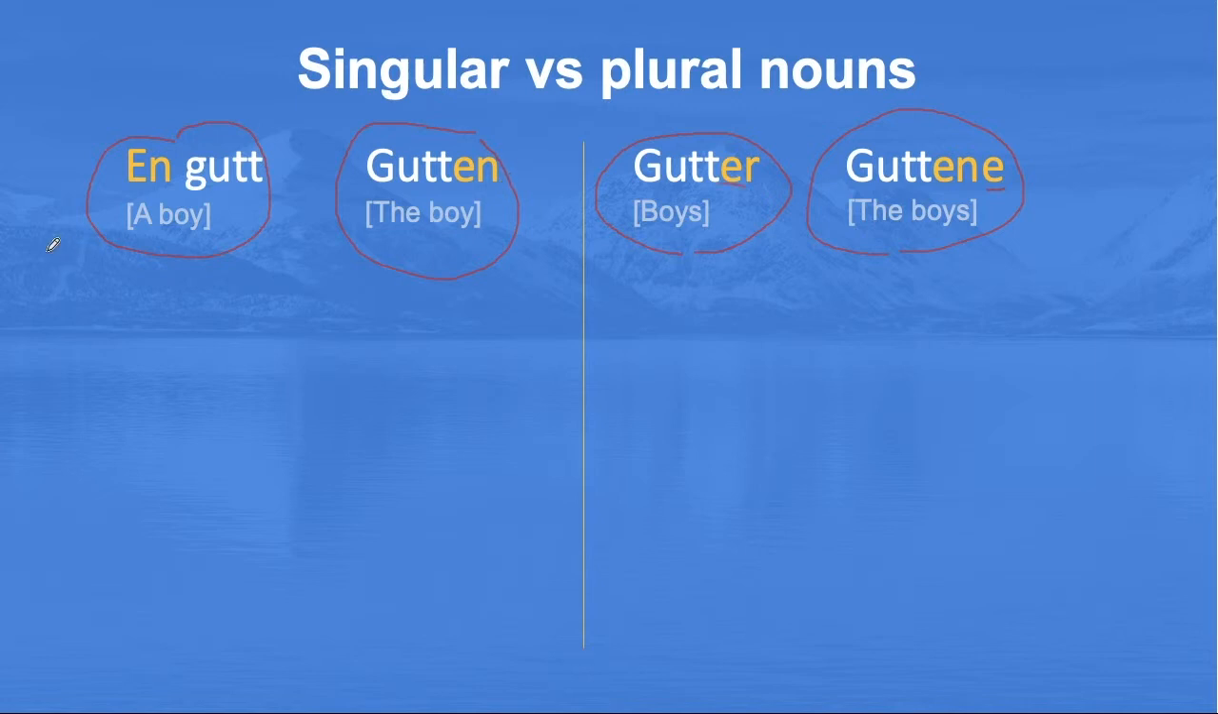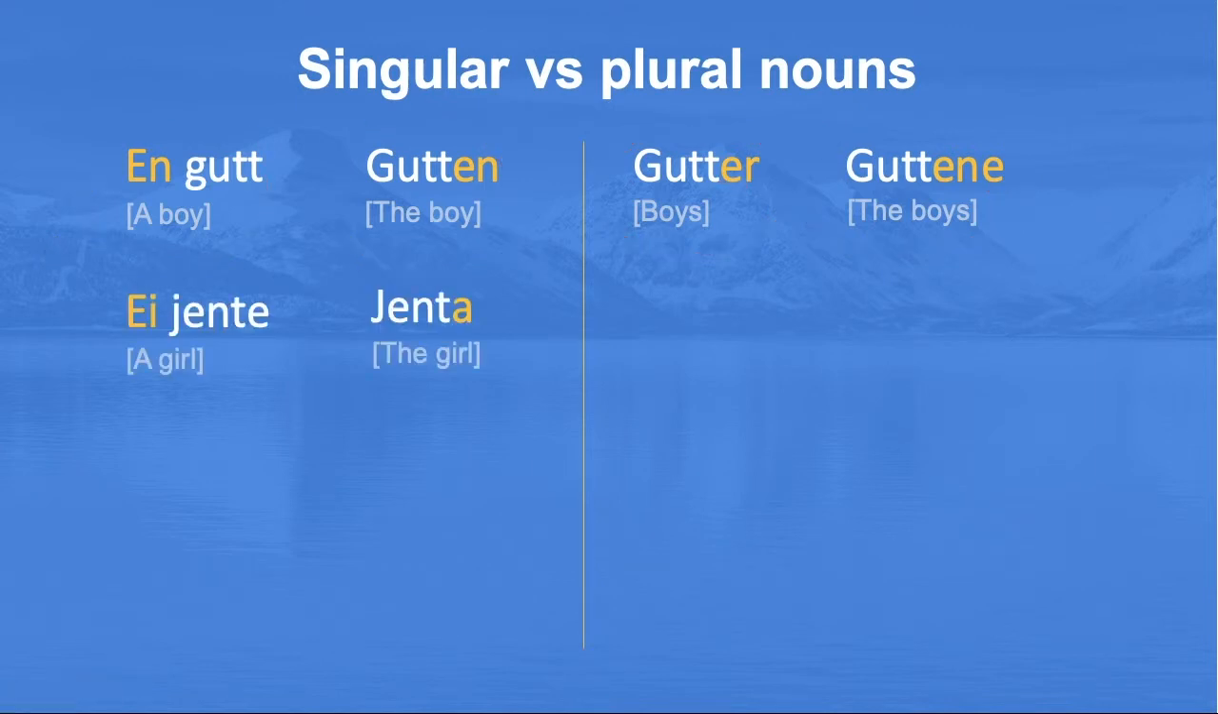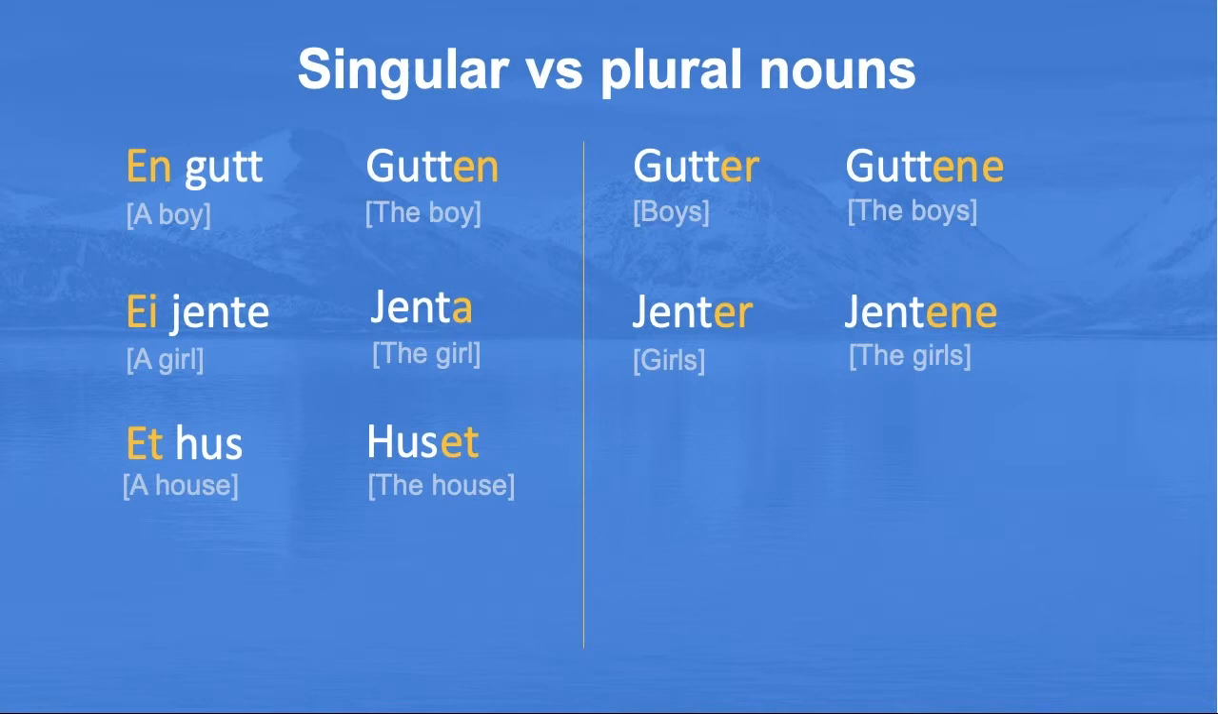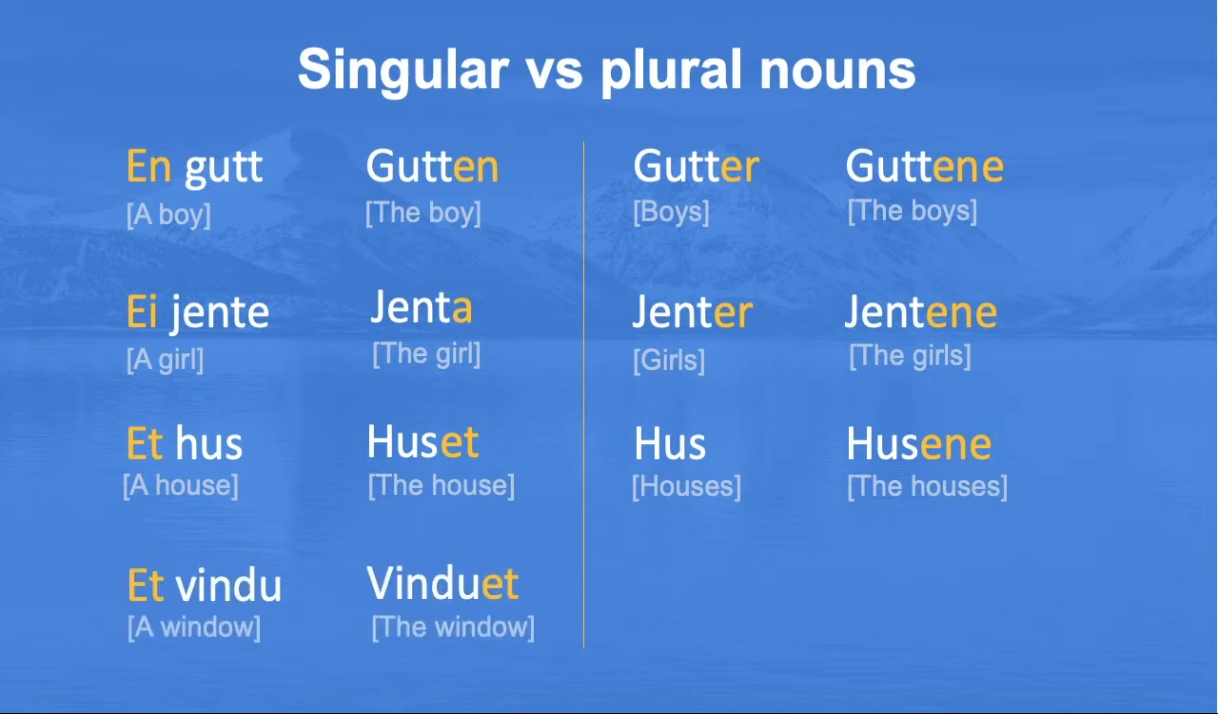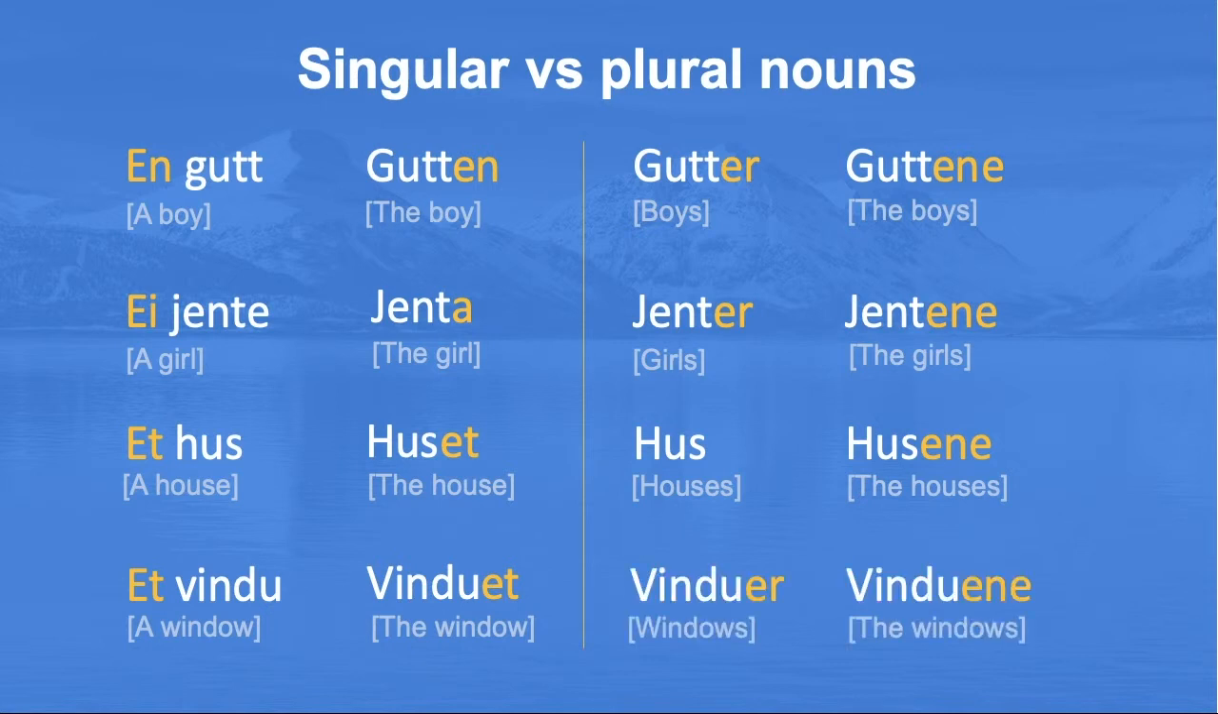So let's look at a female noun. Ei jente, jenta, on the singular side. Jenter, jentene, on the plural side. Now let's look at the neutral noun. Et hus, huset, on the singular side, meaning a house, the house. That becomes hus, husene, on the plural side. And we're going to take one more example, also a neutral noun. Et vindu, vinduet, a window, the window. And on the plural side, vinduer, vinduene, windows, the windows.